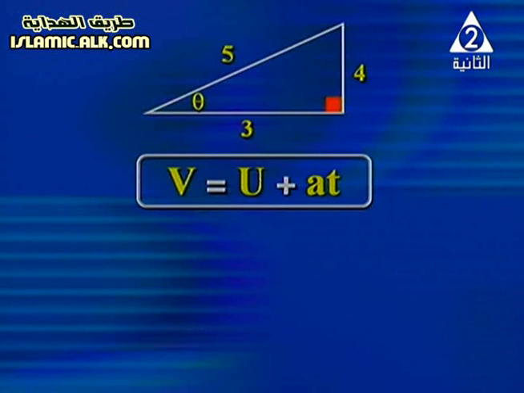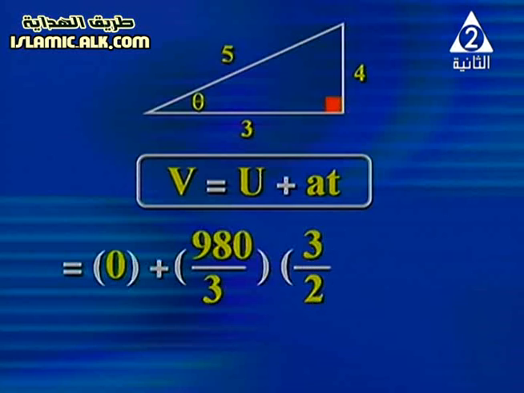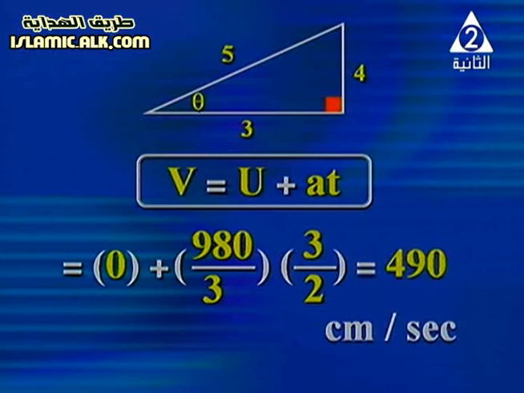After that, we know that the first Newton law is v equals u plus at. By substitution about initial velocity equals 0, a is 980 over 3 and t is 1.5, then v equals 490 centimeter per second.